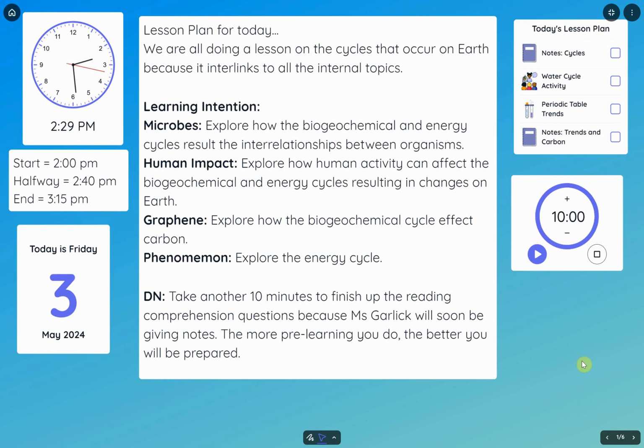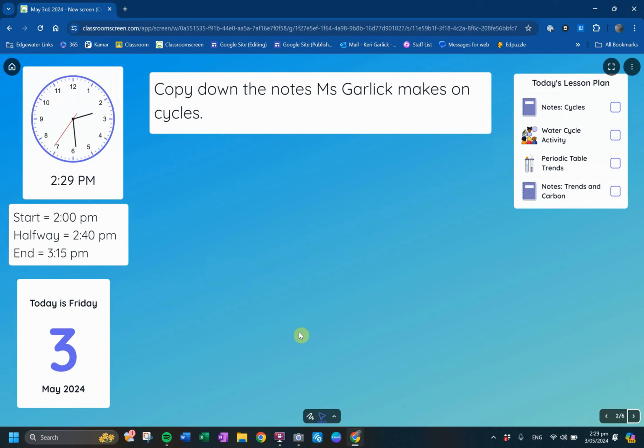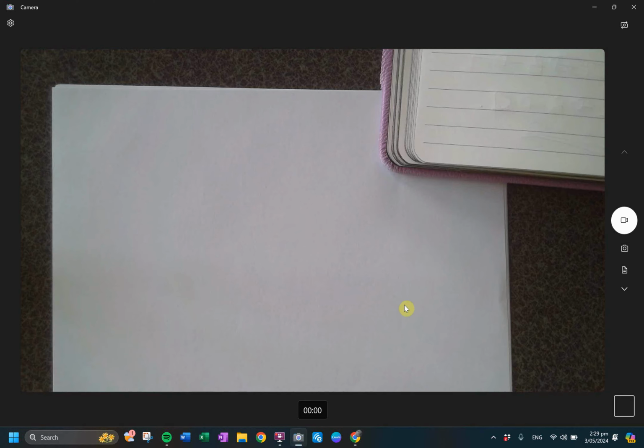We're going to do a general overview of cycles, and then we're going to talk about the water cycle in particular, because I think that's a real core one for a lot of topics. And then we'll talk about periodic table trends, so that way we can talk about the carbon cycle as well. So, going to make some notes now. Okay.